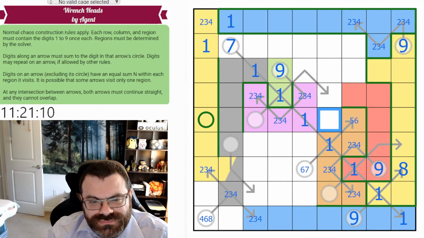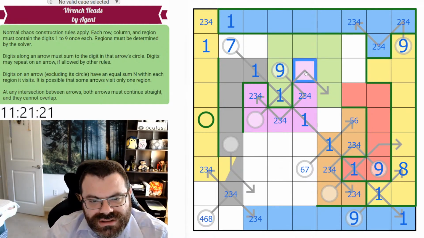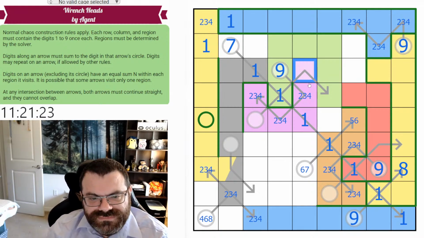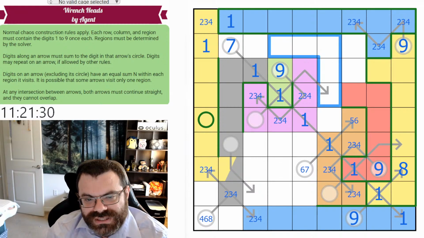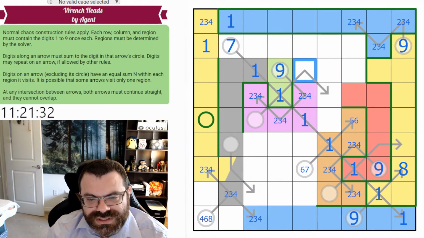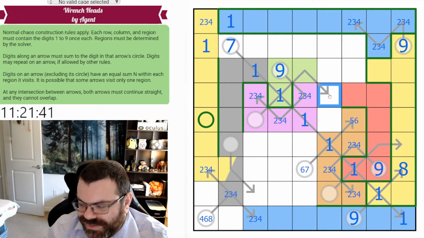Okay, but wait. I don't think this works. If this one was purple and this one was green, then this cell would be a 5, and then we'd have to do 5 plus 5, and that would be 10. So that's broken. So this one's green in every scenario. It doesn't keep this one from being green, though.